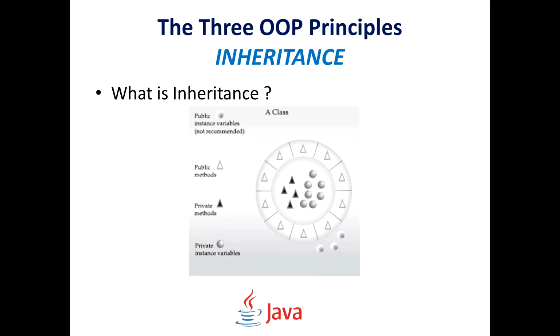So, coming to the next principle, that is inheritance. Yeah, before that I would like to explain public and private methods in brief. Okay, you can see a diagram here. In this diagram, the white triangles at the border are the public methods, so they can be accessed by everyone in that particular class or the program. The black triangles you can see here are private methods, which are accessible only by that particular class or method.